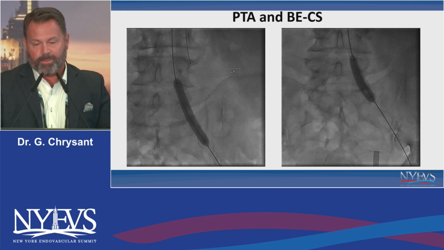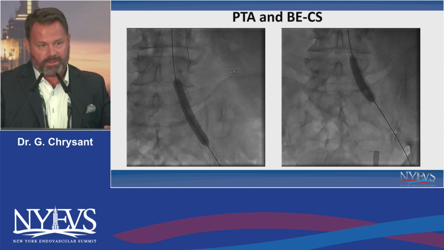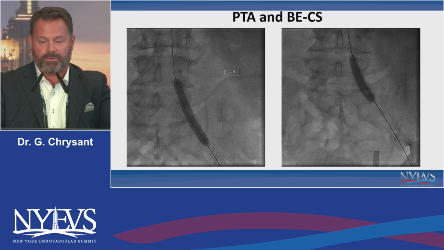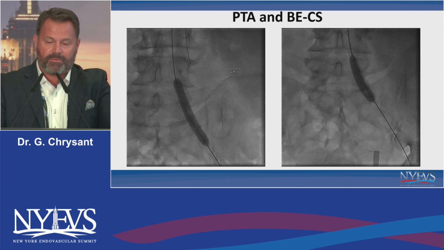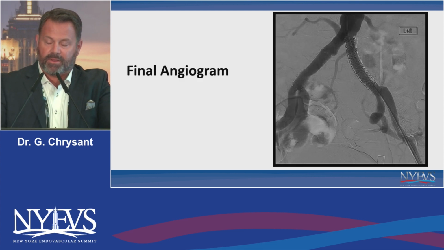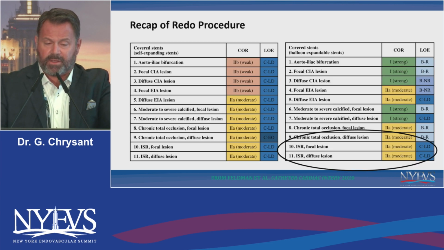So re-PTA, and then in this particular instance, balloon expandable covered stent for the restenosis. There's not a ton of data for that, but I think there's enough to make that worthwhile. I think re-stenting it with a bare metal balloon expandable wouldn't have made a lot of sense, and redoing it with a self-expanding maybe would have made even less sense than that. So that was the decision making in this case.